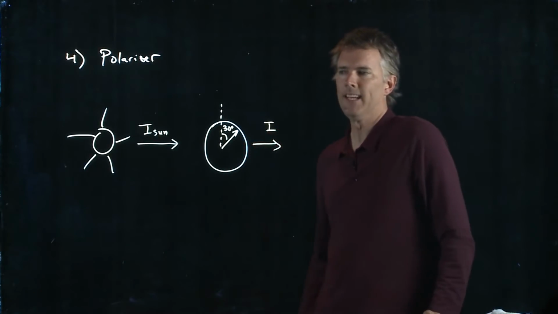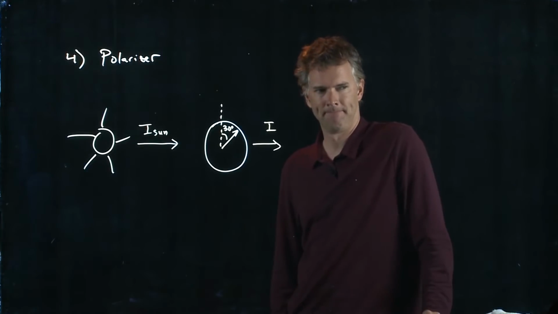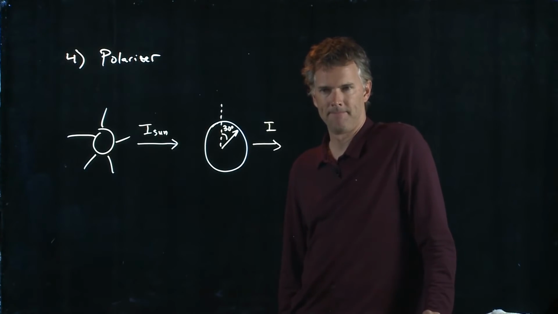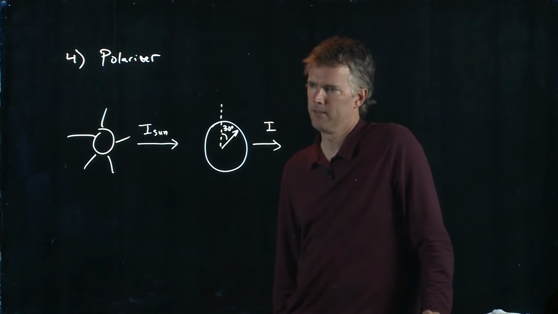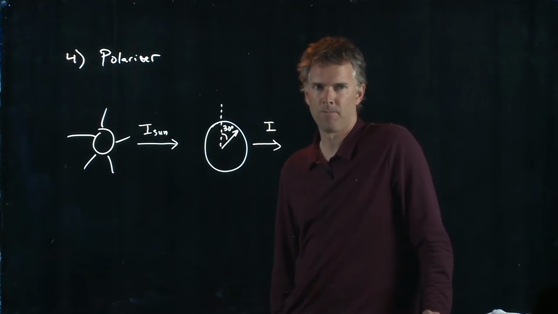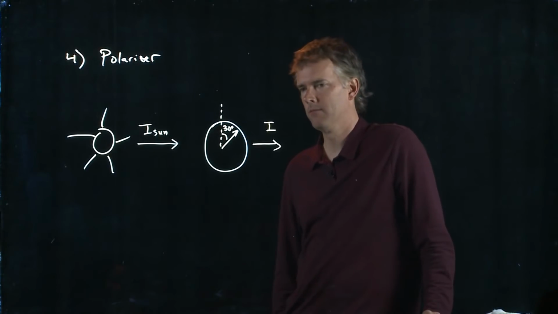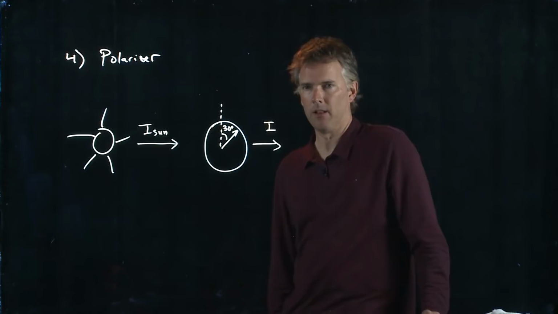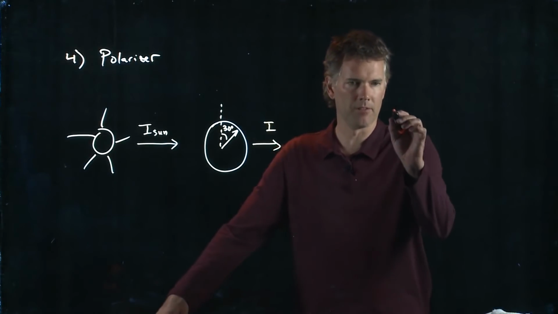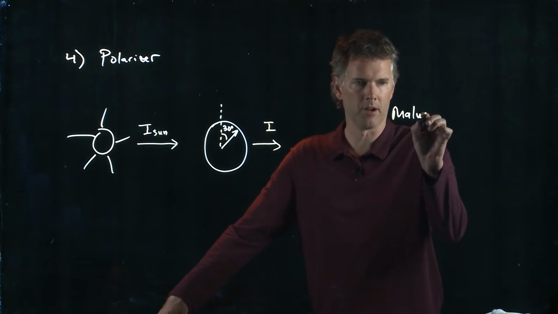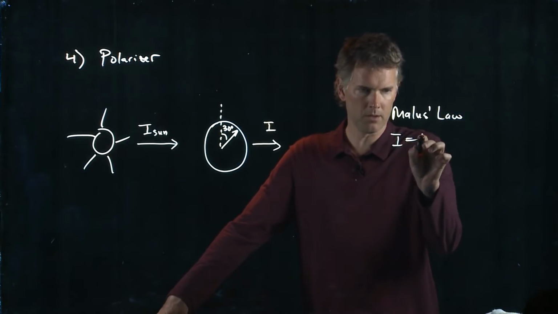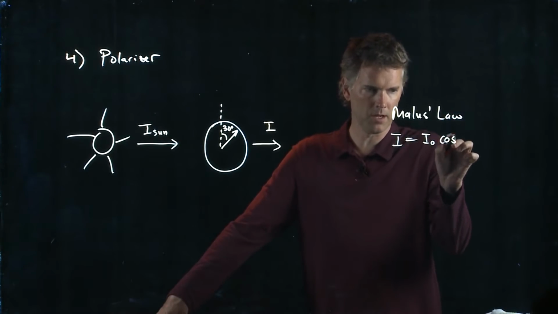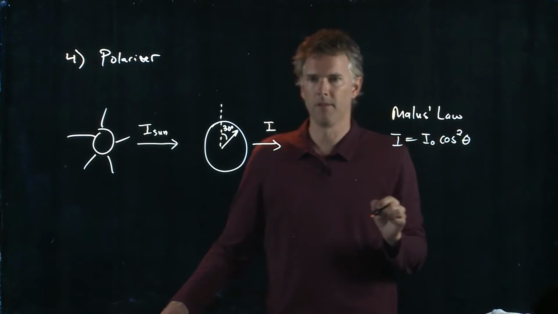Somebody give me a thought. Eudora, I see you hiding back there. What should I do for this problem? You can use Malus's law. Okay. We can maybe use Malus's law. All right, what is Malus's law? Let's talk about Malus's law for a second. Malus's law says the intensity coming out is I naught cosine squared of theta.